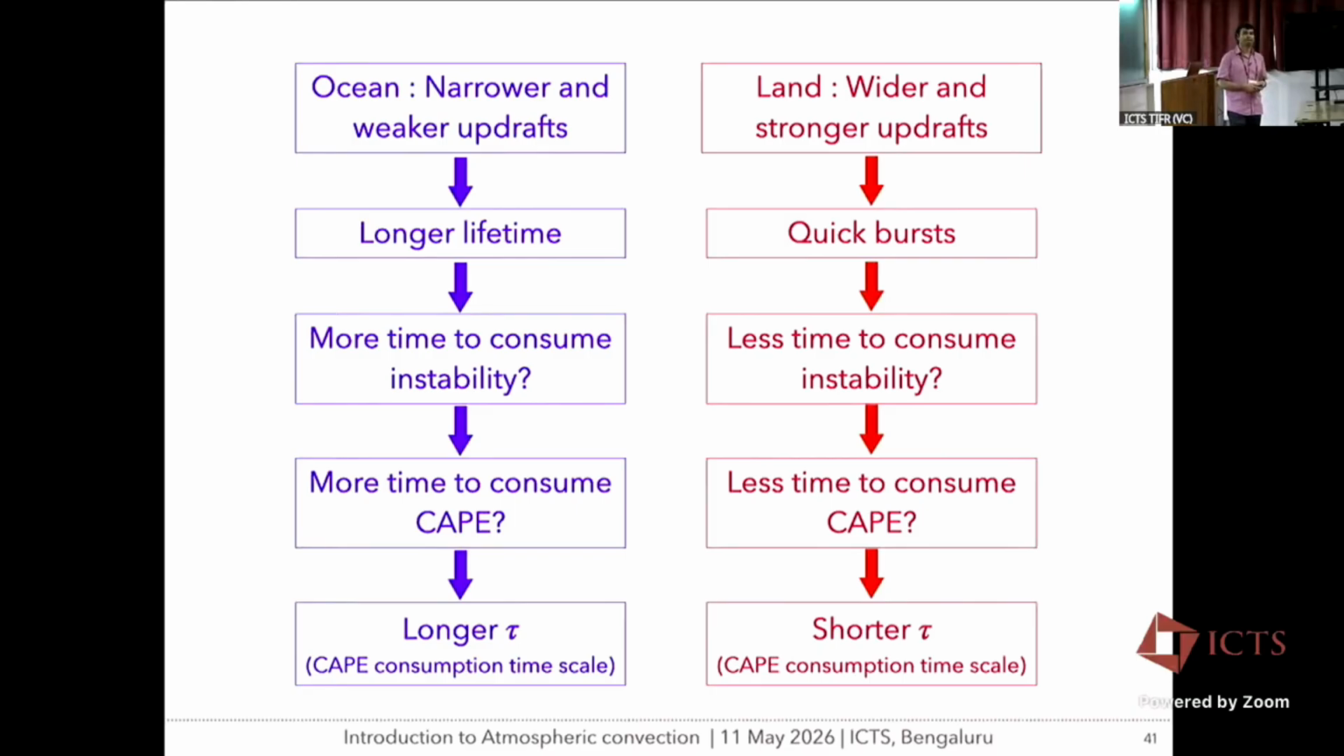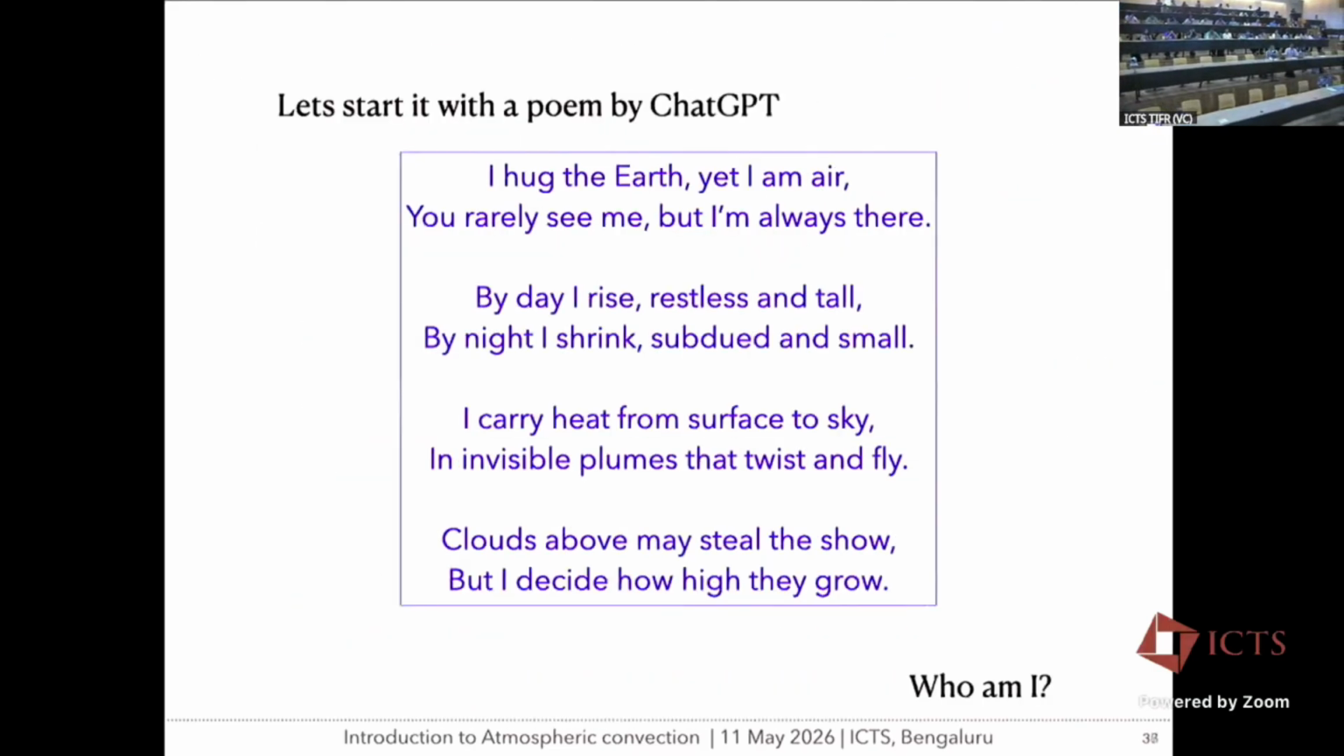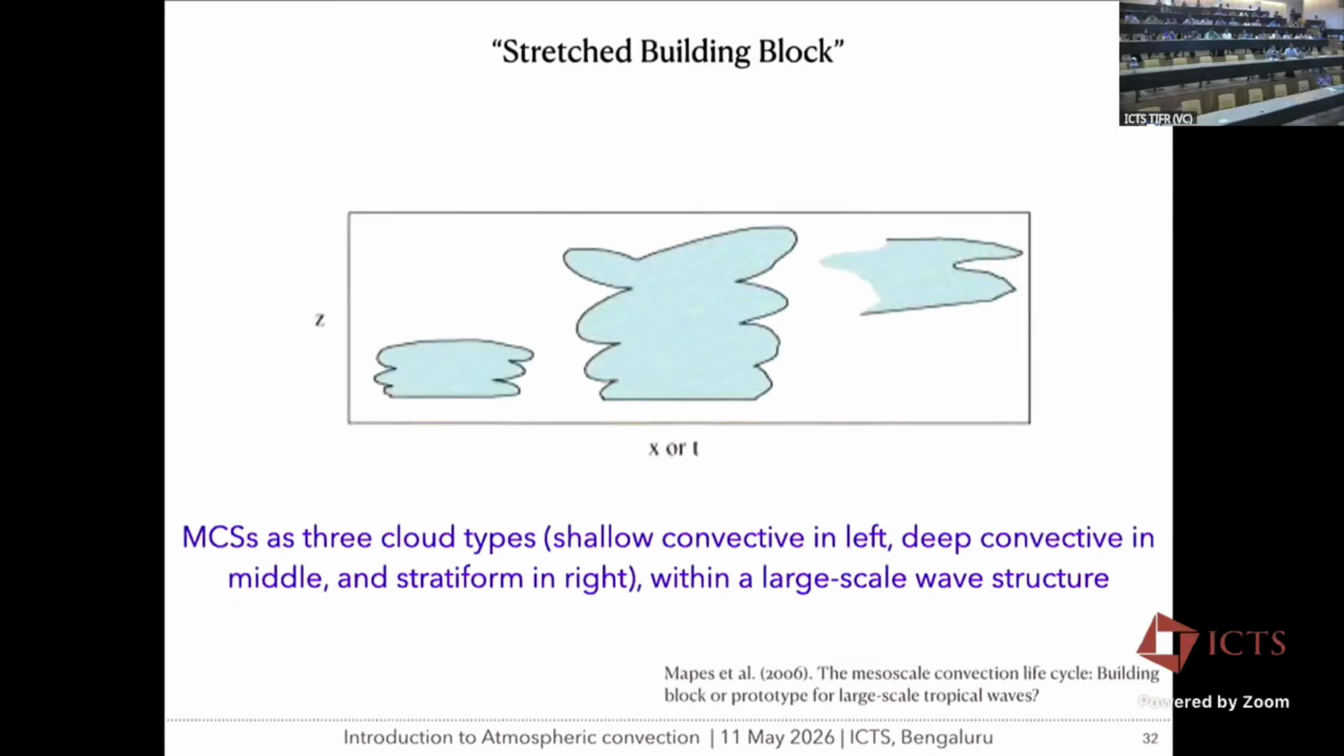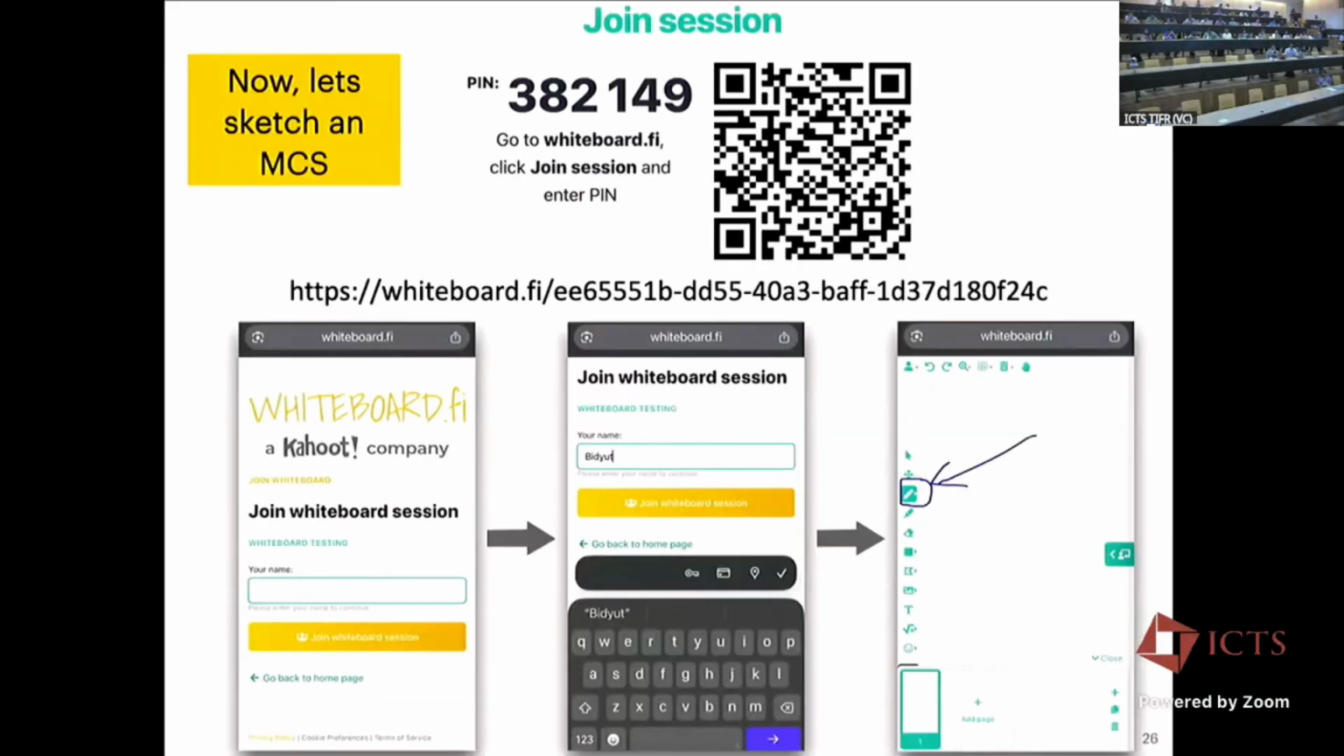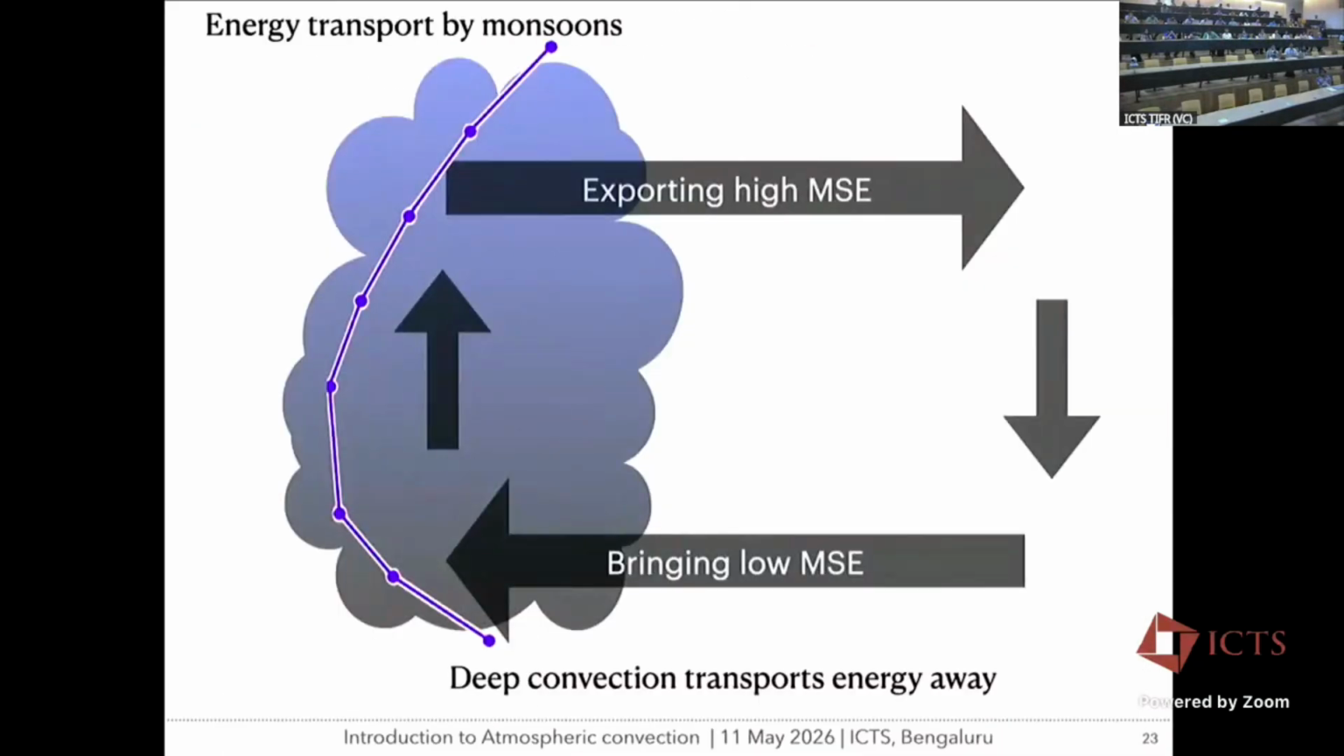Hello, sir. Yeah. In one of your slides, you have shown that MSE is decreasing with height within the cloud. Yeah. So if there's a cloud formation going on, there is convection. So we are in a convective regime. So how can MSE be decreasing? It should be constant, right? Within a cloud.